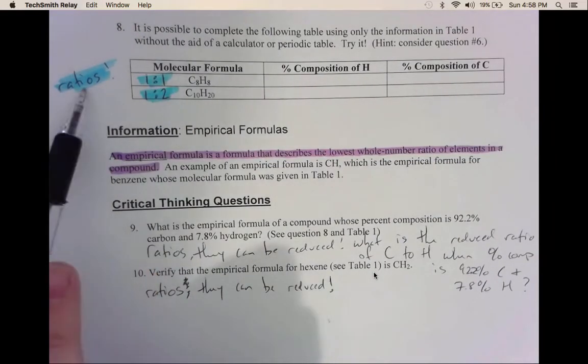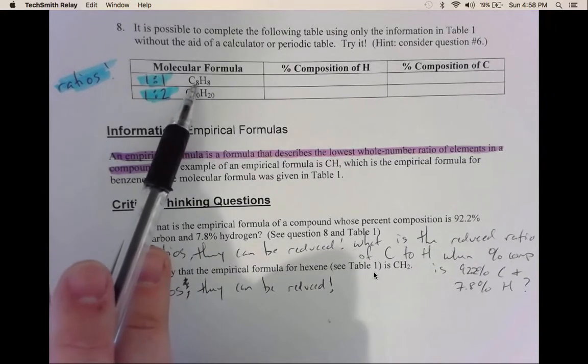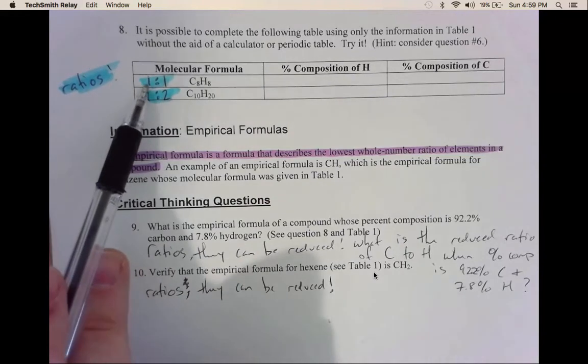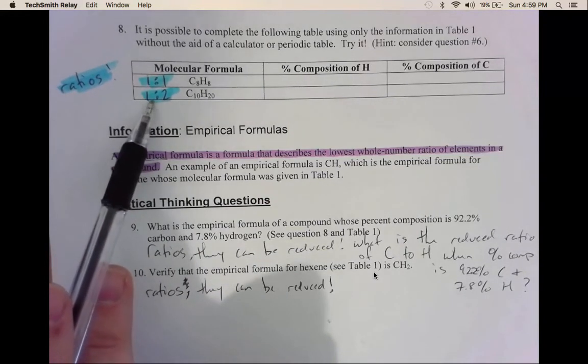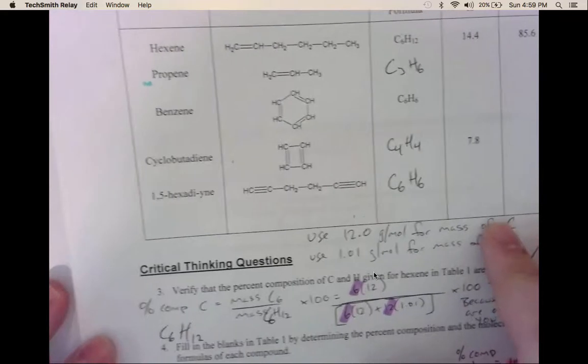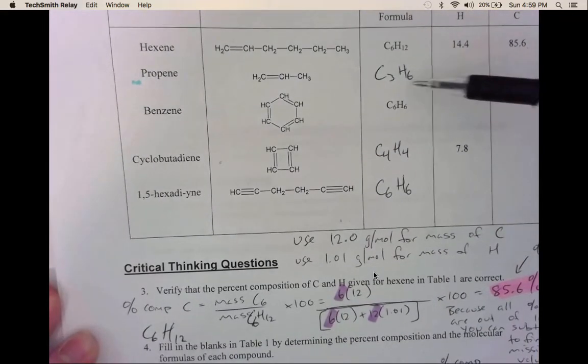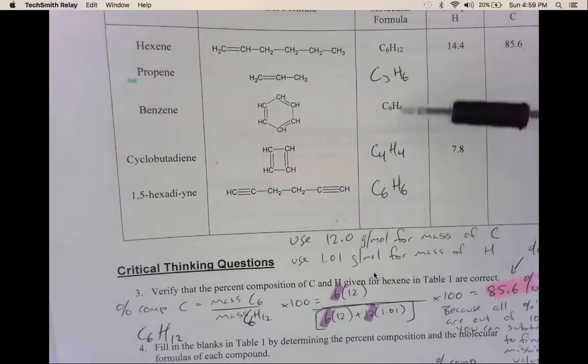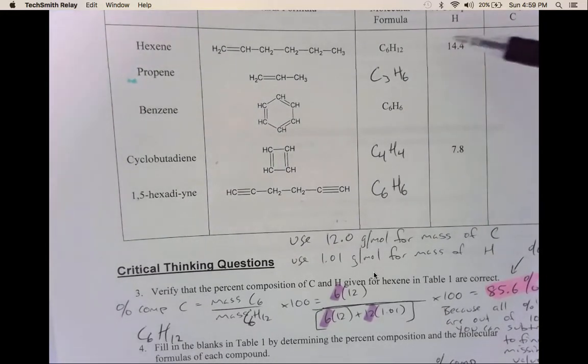What I want you guys to focus on is the ratio. So remember the ratio of carbon to hydrogen in each of these. The ratio of the first one is 1 to 1. The ratio of the second one is 1 to 2. I want you to compare those ratios to the ratios you see in the table. Which molecular formulas in the table have the same ratios? Do you think those percent compositions will be the same? That will help you fill in the table.